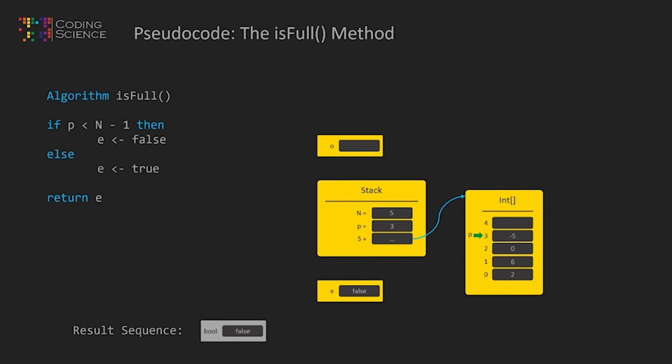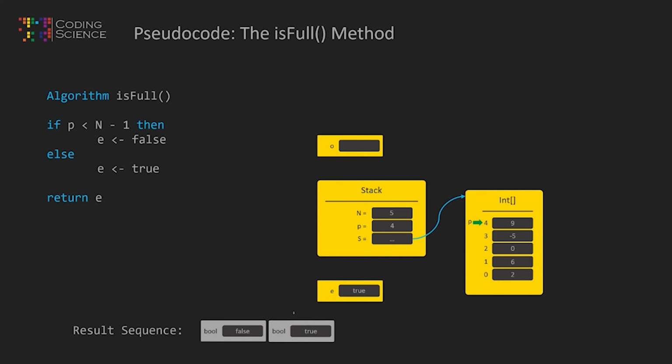But let's see, if we are in a situation where the stack is actually full and now p has the value 4, then suddenly this if check here, p inferior to n-1, is not true anymore because 4 is not inferior to 4. Then we come to the else part. We ignore this and we go to the else part. And now e takes the value true and we return it. And we get now the value true.